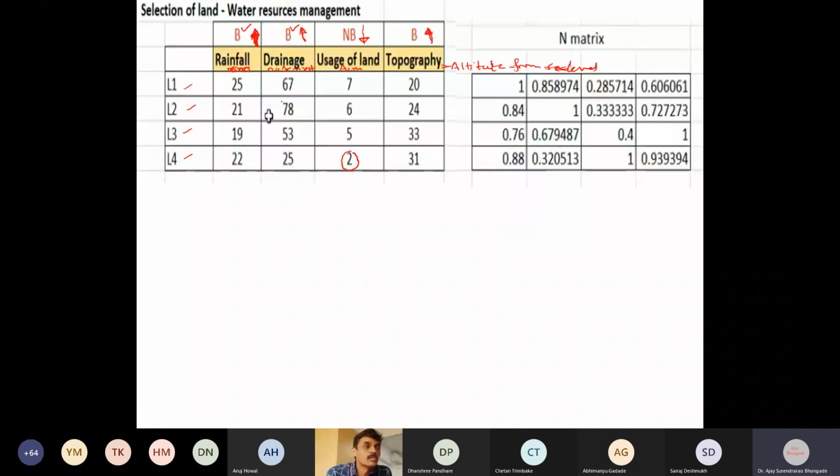It simply does the calculations like this. I can find out the maximum for the beneficial attributes. The maximum data from the beneficial, obviously it's 25 here, and for drainage it is 78, and for topography this is 32. Except for non-beneficial, we work out the minimum. The minimum from this area is 2 here. So we get these particular values for each of the attributes.